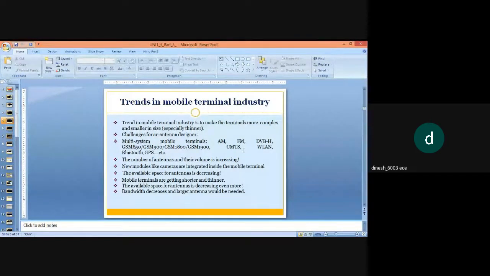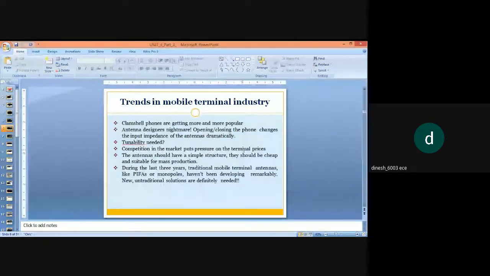So the bandwidth decreases and a larger antenna would be required. If a larger antenna is needed, we cannot fit it in all places. The clamshell phones are getting more and more popular. If you use handheld phones, antenna designers face much more challenge in designing the input impedance of the antennas.